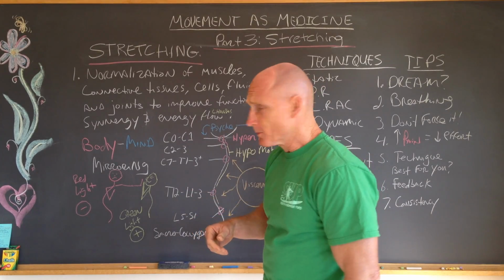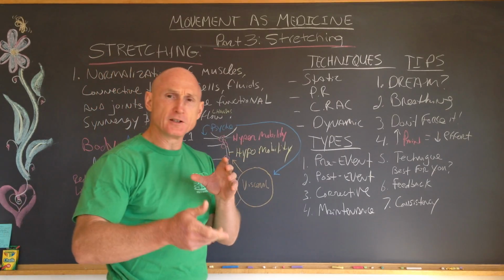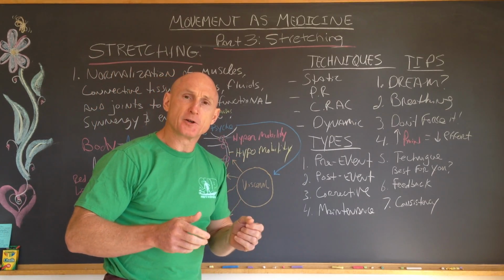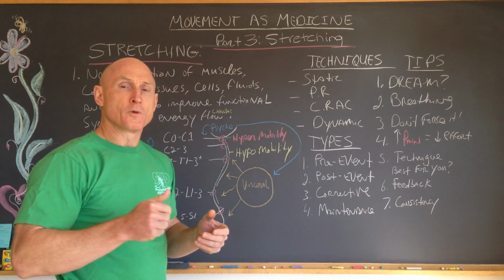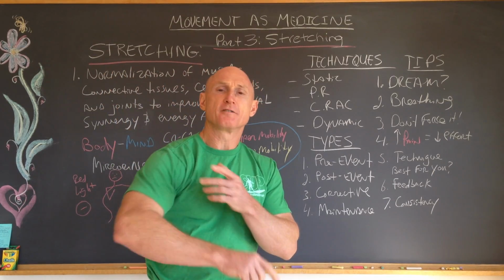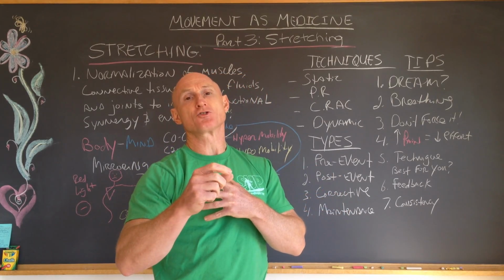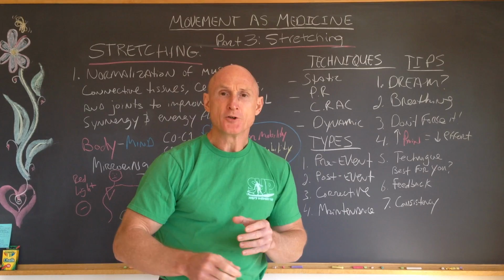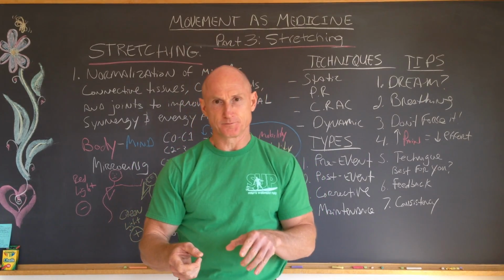So what are we doing when we're stretching? Well, we're normalizing muscles. We're improving the balance and the flow of energy through muscles and their functional capacity. Remember, all joints have agonists, prime movers, antagonists, control muscles, and neutralizers. Neutralizers are muscles that counteract the action of other muscles.